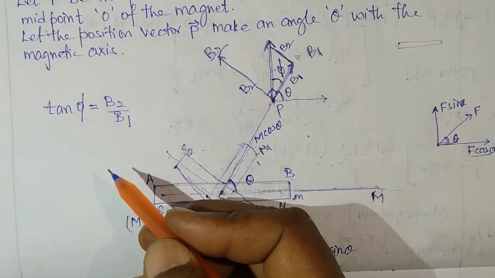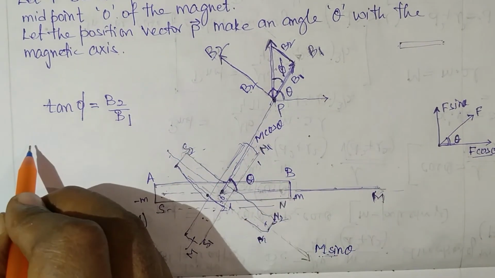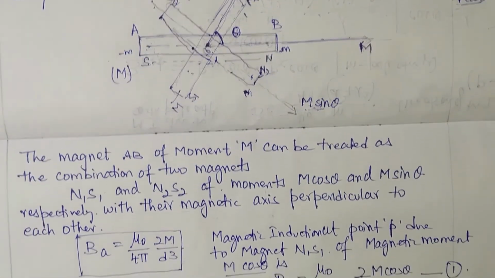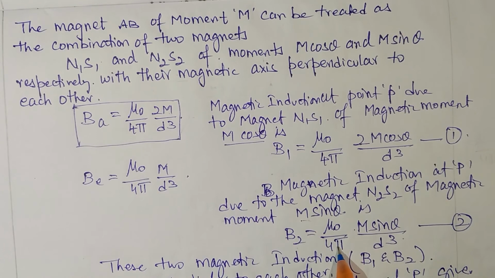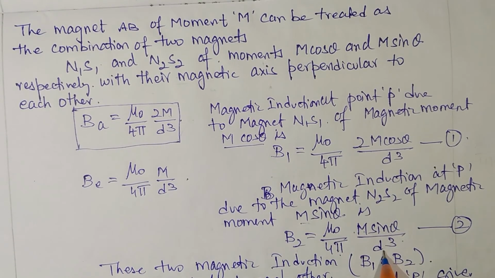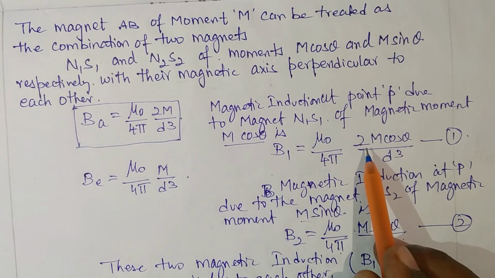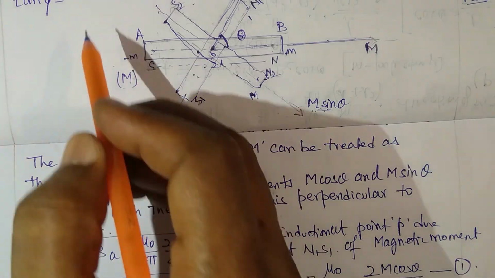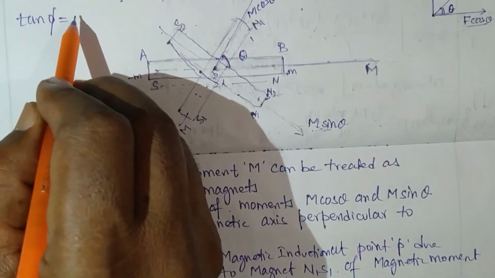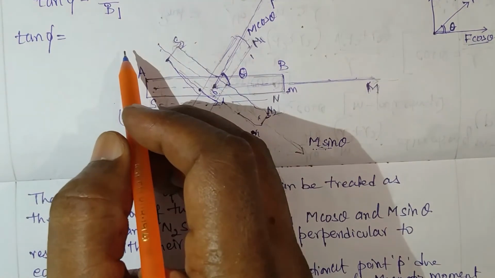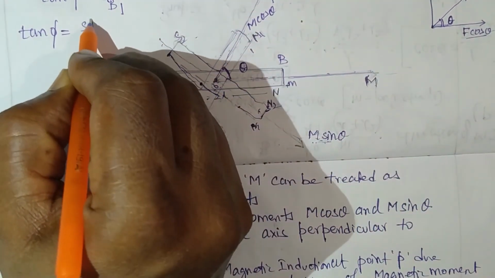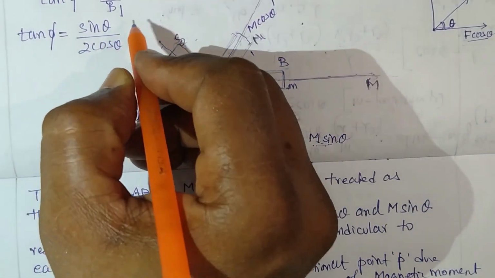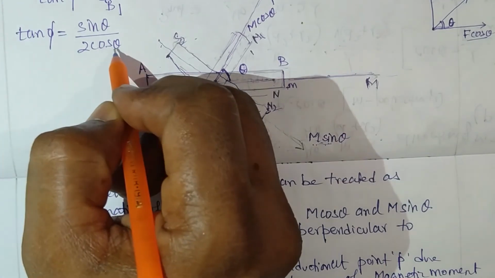So what can I conclude here? If I further simplify this, tan phi is equal to B2 by B1. What is B2? B2 is equal to mu naught by 4 pi m sin theta by d cube. What is B1? Mu naught by 4 pi 2m cos theta by d cube. So mu naught by 4 pi gets cancelled, and what remains is sin theta by 2 cos theta. On dividing these two equations, we get sin theta by 2 cos theta.